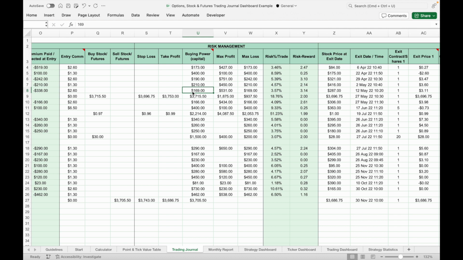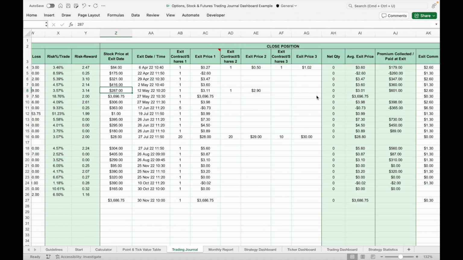In the risk management section, input the buying power, which is the amount of money held by your broker to take the position. This information can be found on your brokerage platform. Next, input your maximum profit and maximum loss of the trade. The green cell on the right will automatically calculate the risk percentage per trade and the risk to reward ratio.